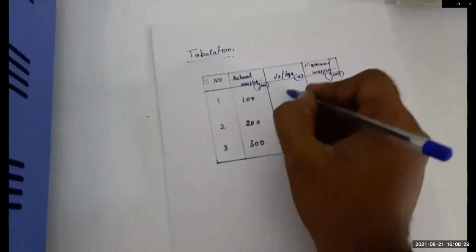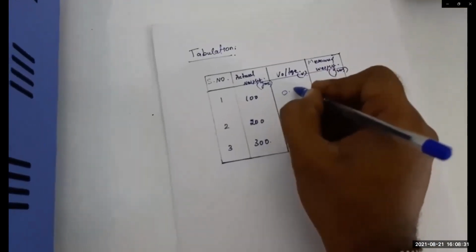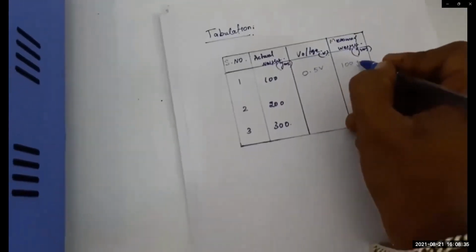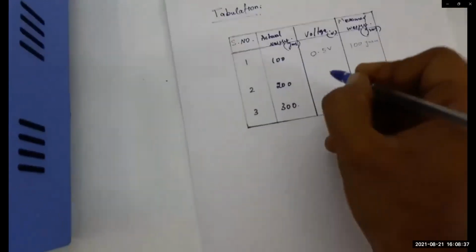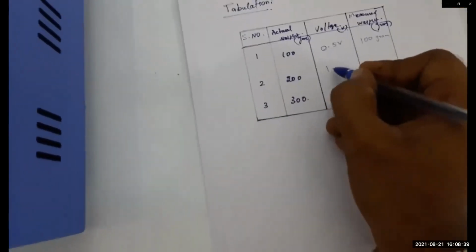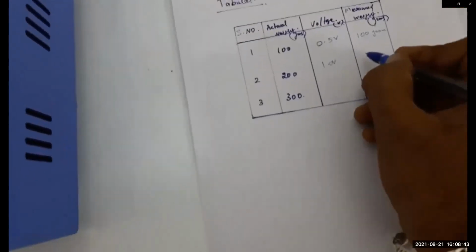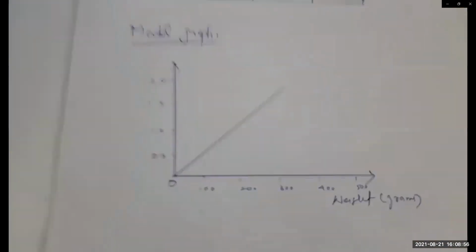This is a tabulation of strain gauge measurement. For the first 100 grams, the voltage is 0.5 volt and the measured weight is also 100 gram. For the second 200 grams, the electrical output is 1 volt and the measured weight is also 200 grams. For the third 300 grams, it is 1.5 volt and the measured weight is also 300 grams.